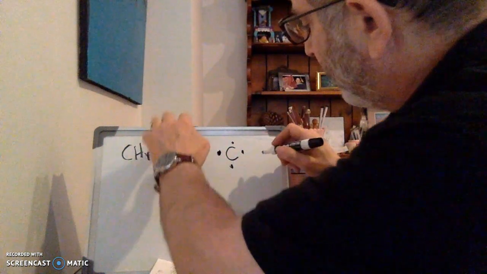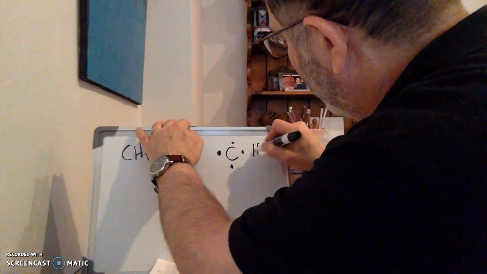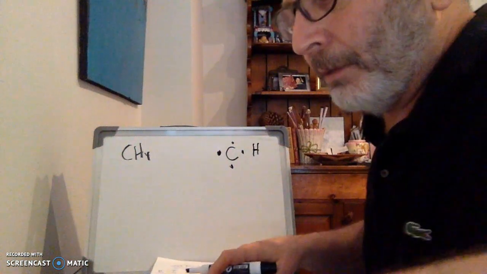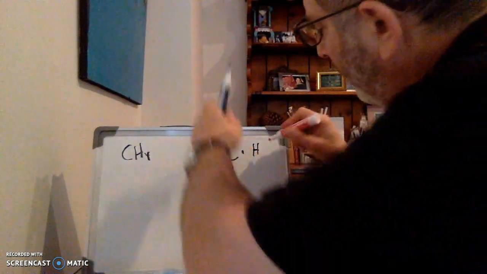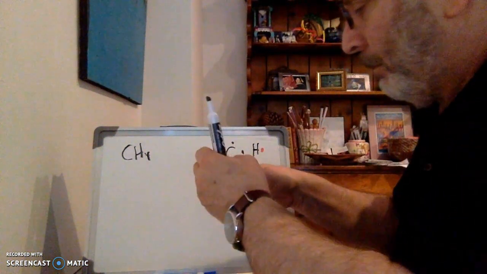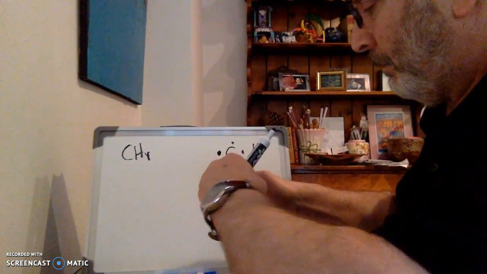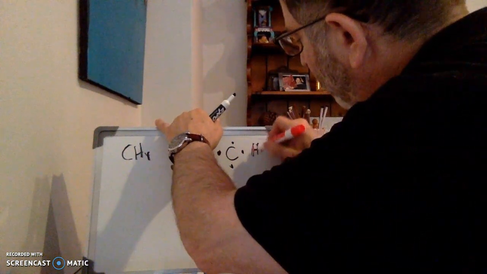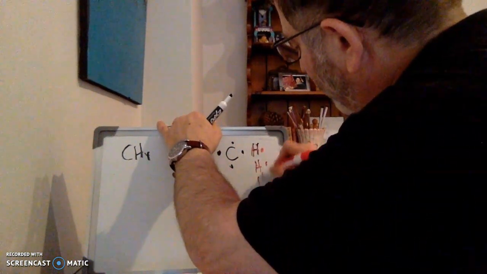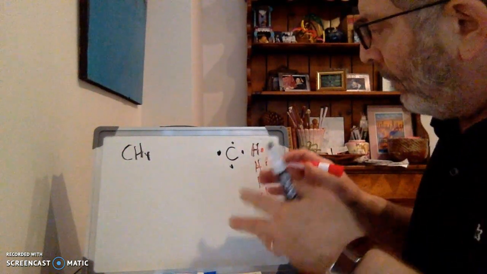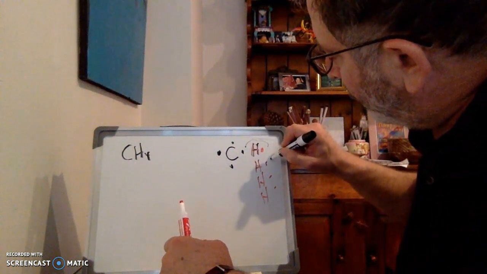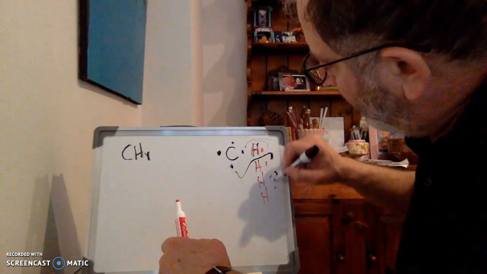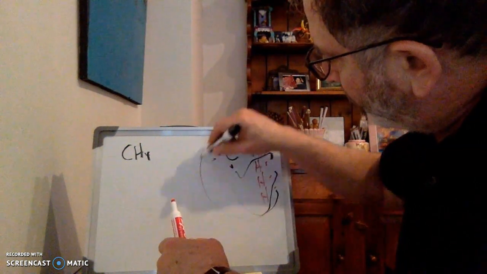And there's 4 hydrogens. Let's show them. 1. Use a different color. Red. 2, 3, 4. Right? Look what happens. This one combines over here. This one is going to combine over here. This one's going to combine over there. And the 4th one's going to combine over there.